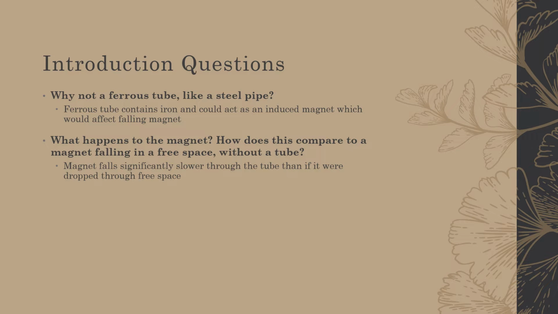Why was it not a ferrous tube like a steel pipe? Ferrous tube contains irons, and this could act as an induced magnet, which would affect the falling magnet. What happens to the magnet? How does this compare to a magnet falling in free space without a tube? So the magnet falls significantly slower through the tube than if it were dropped through free space.